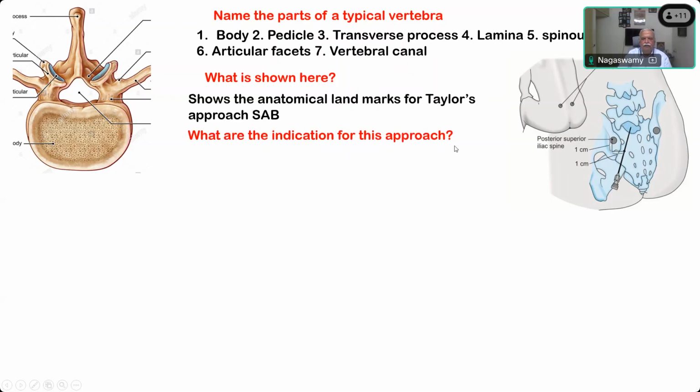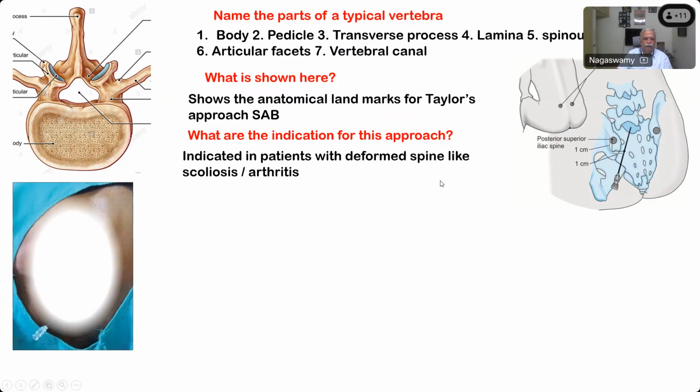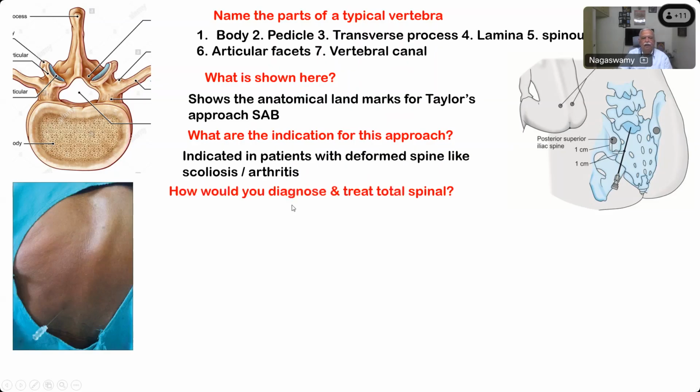What are the indications for this approach? Rheumatoid arthritis, a difficult spine with a deformed spine like scoliosis or arthritis. Okay. So this is the Taylor's approach. How would you diagnose and treat total spinal?